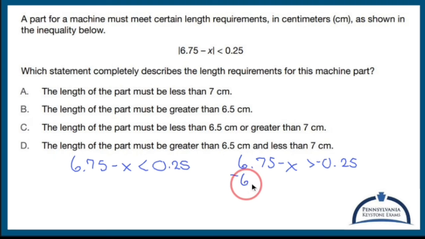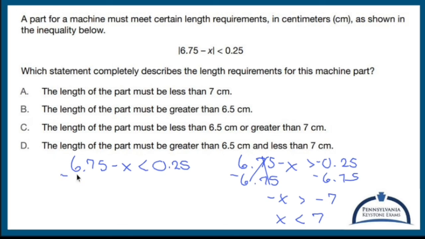Let's subtract 6.75, subtract 6.75. Don't know why I went in this order. Too late, though. Negative x is going to be greater than negative 7. Divide both sides by negative 1, and regular x, flip the sign, is less than 7.